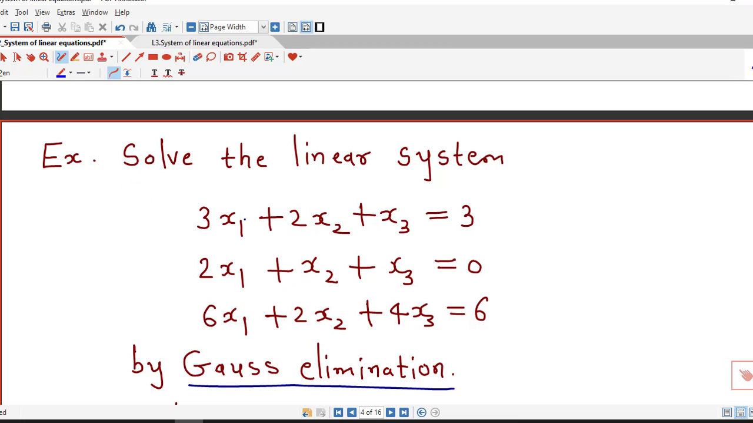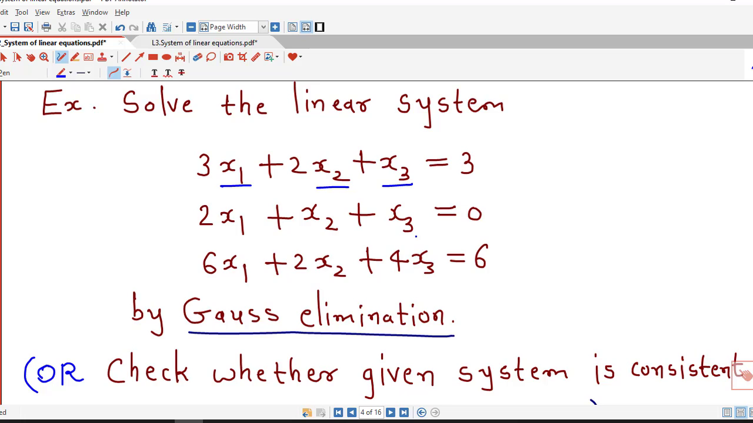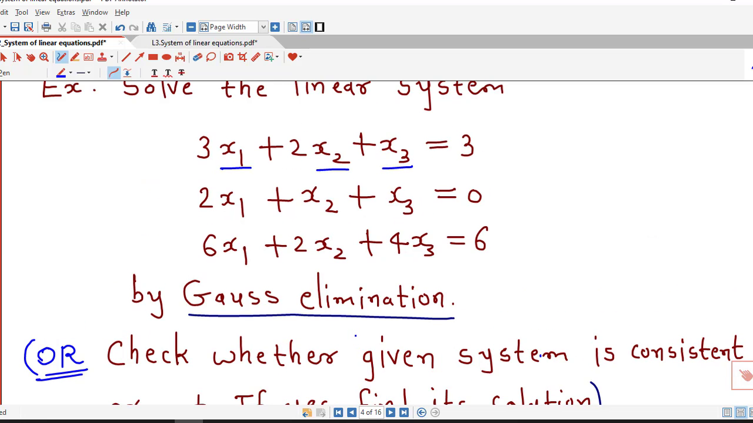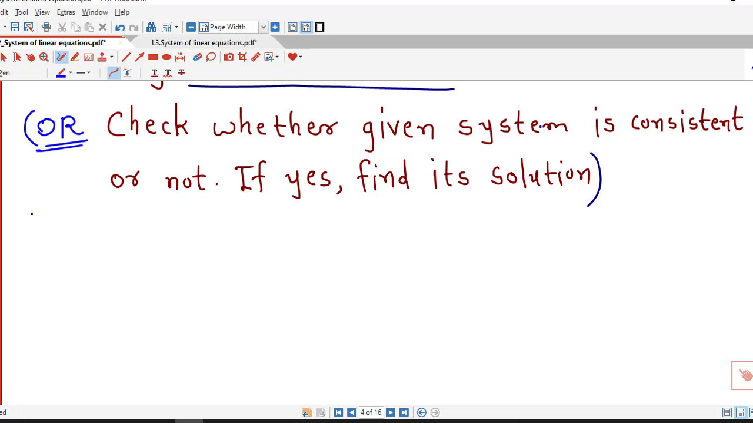Solve the linear system 3x1 plus 2x2 plus x3 equal to 3, 2x1 plus x2 plus x3 equal to 0, 6x1 plus 2x2 plus 4x3 equal to 6 by Gauss elimination. So this is a system of 3 linear equations in 3 variables x1, x2 and x3. They can ask this same question in this way also. Check whether given system is consistent or not. If yes, find its solution. So first we start by writing the augmented matrix.